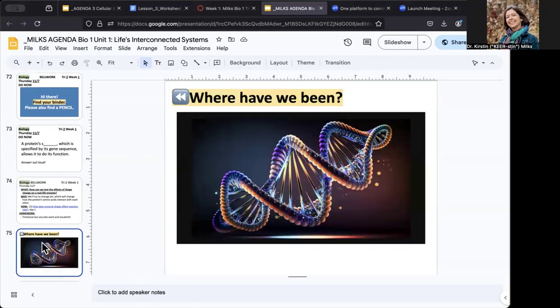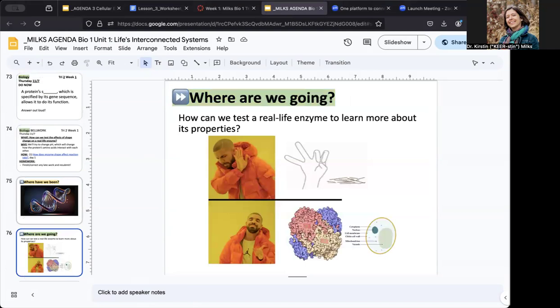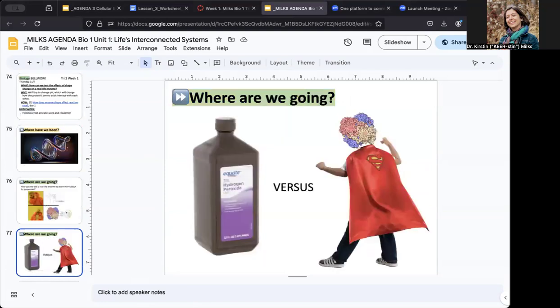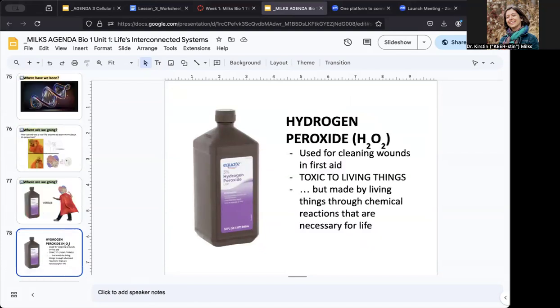So where have we been? We know from yesterday's assignment that DNA is absolutely essential for living things. And we learned that it specifies the real life properties of enzymes. And now remember, we're using an actual enzyme called catalase. So today we're going to pit catalase against hydrogen peroxide. Hydrogen peroxide is used for cleaning wounds and cuts and scrapes and first aid. It's toxic to living things, which is why it can clean wounds of harmful microbes.